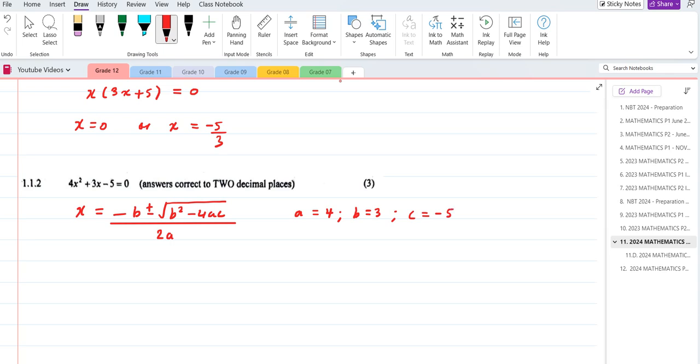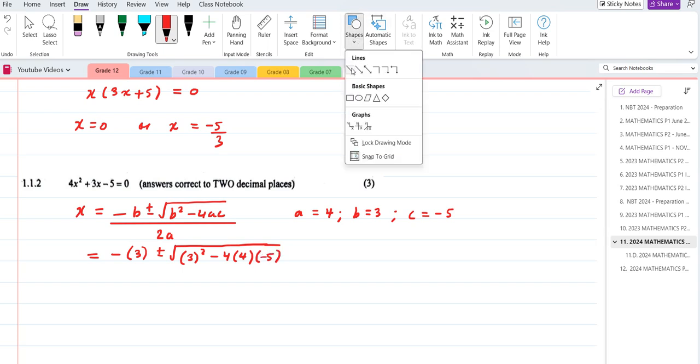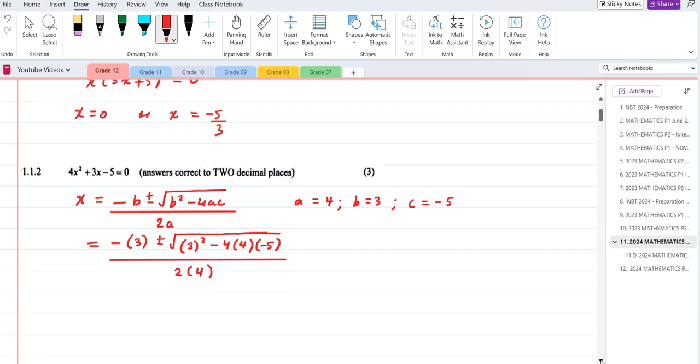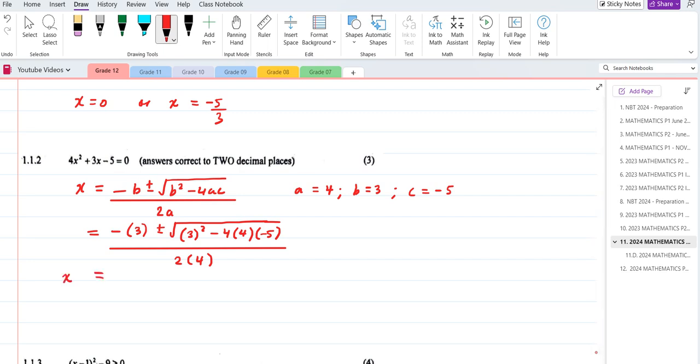Now we're going to substitute all these values here. When we substitute, just put them in brackets. So plus or minus the square root of b squared, which is 3 squared, minus 4 times a, which is 4, and c, which is minus 5, and divided by 2 times 4. Right, and now we can just write down the answer, x equals or x equals.